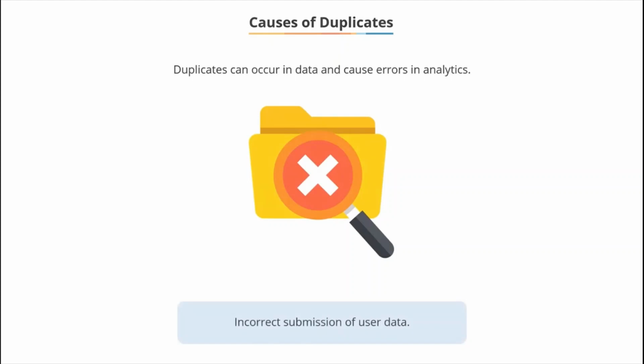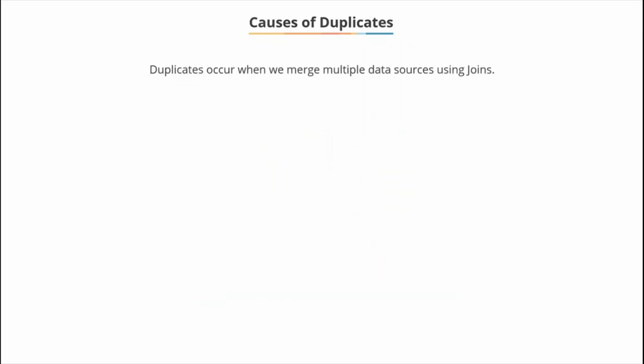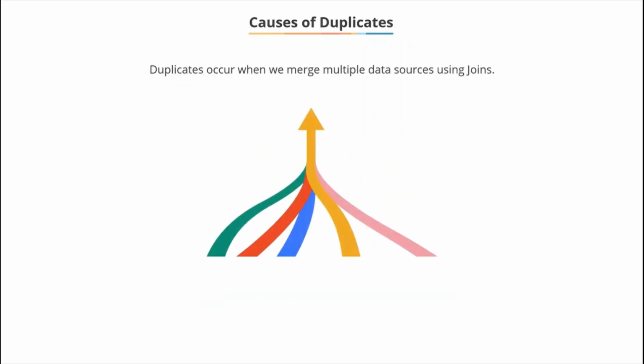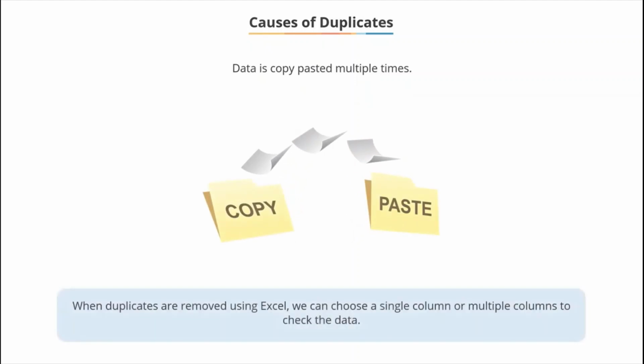Duplicates occur when there is an incorrect submission of user data multiple times, when there is a missing validation for duplication in the dataset, when we merge multiple data sources using joins, and also when data is copy-pasted multiple times. When duplicates are removed using Excel, we can choose a single column or multiple columns to check the data.